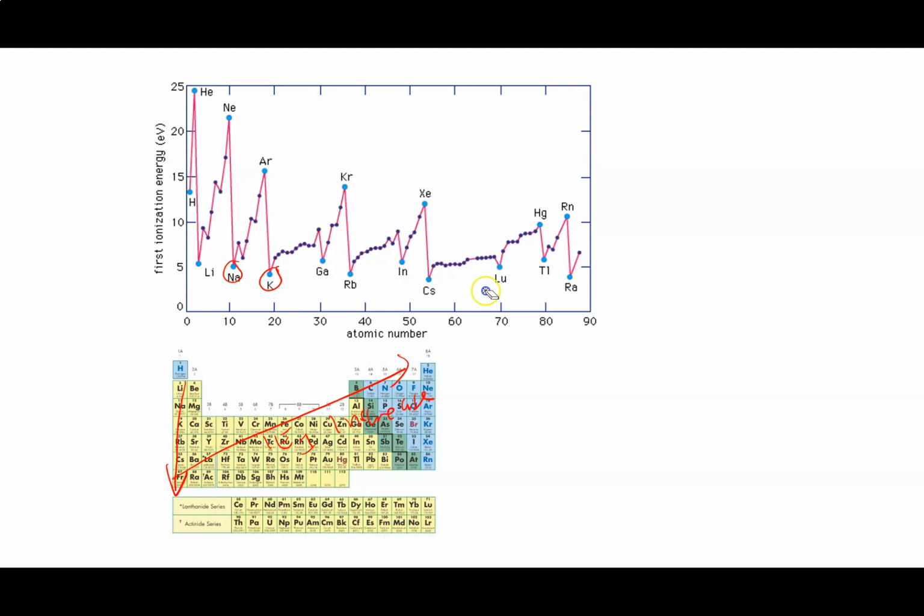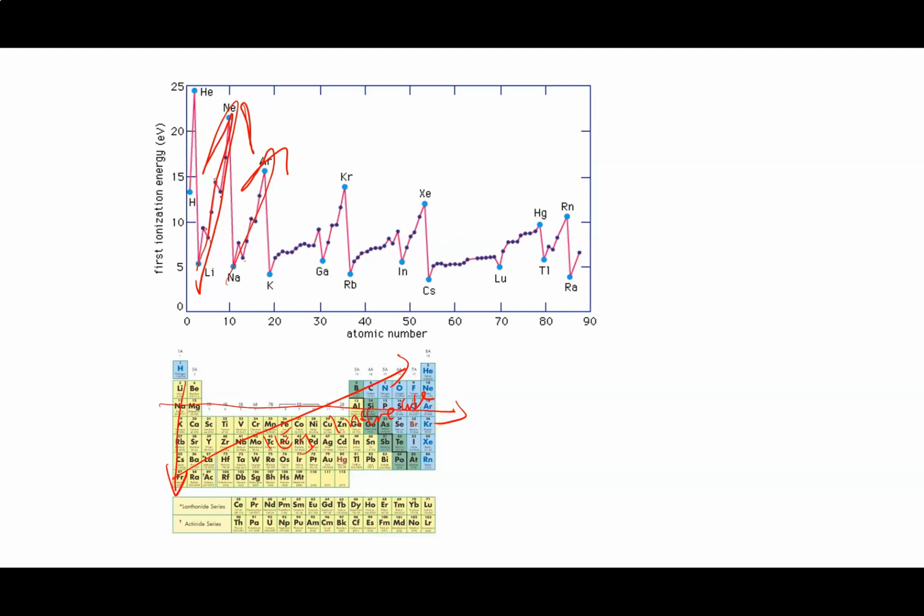Now, what about as we go across a period? Here we go: lithium, beryllium, boron, carbon, nitrogen, oxygen, fluorine, neon. What do we see? As we go across a period, in general, it increases. Here's period 3: sodium, magnesium, aluminum, silicon, phosphorus, sulfur, chlorine, argon. Going across there, it increases.